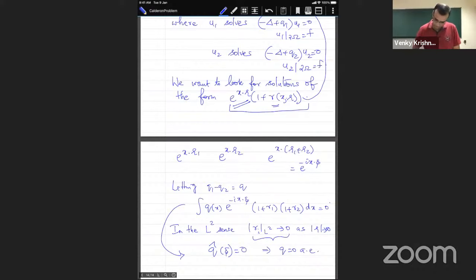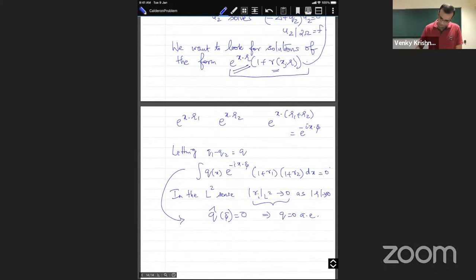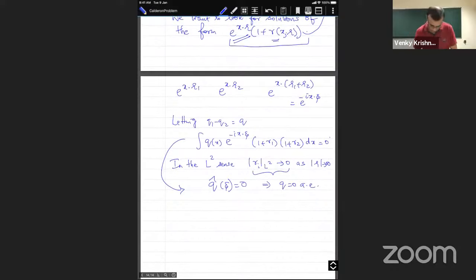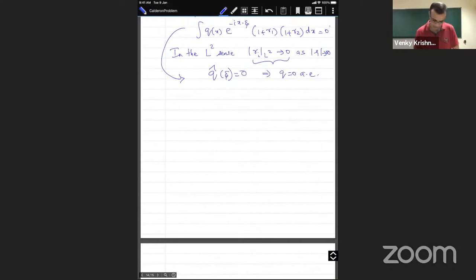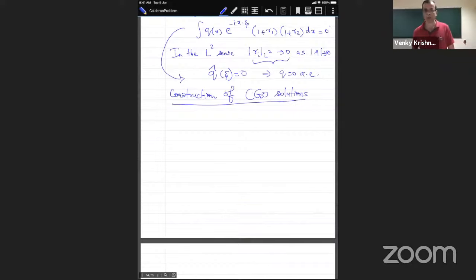So now what I want to do is the following. The next step is the construction of complex geometric optics solutions, CGO solutions. Construction of CGO solutions.